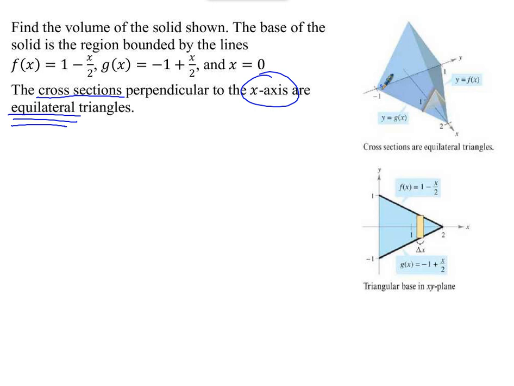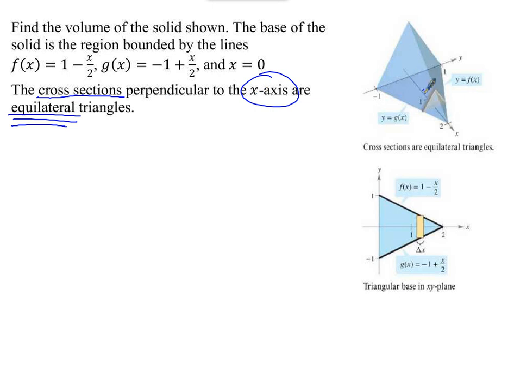But this is the x-axis right here. This is the y-axis, and then the shape is coming out of that plane, and then this would be like the z-axis if they had drawn it in there. We don't need a z-axis here. We just need to know that the shape is coming out of that xy plane. Okay? Now, it says the cross-section's perpendicular to the x-axis. So here's my x-axis.